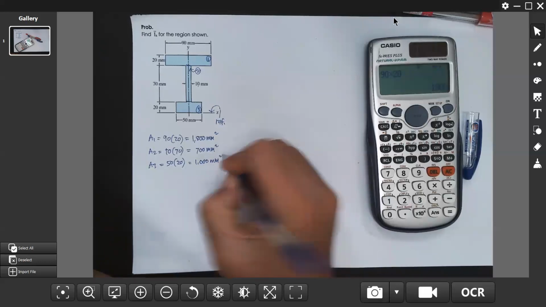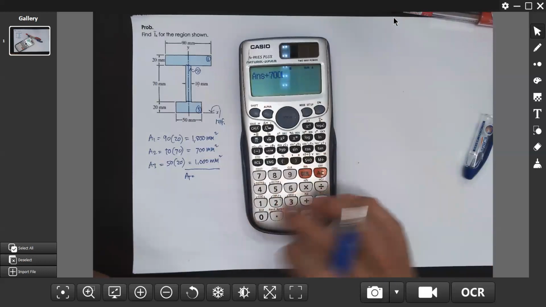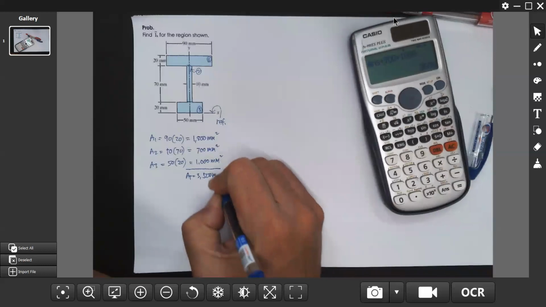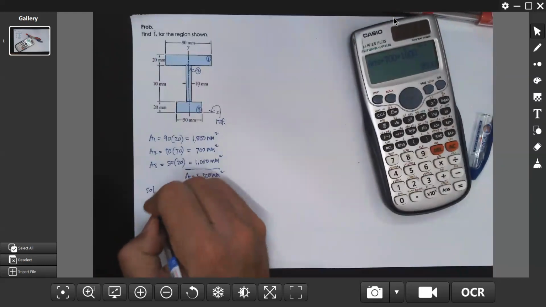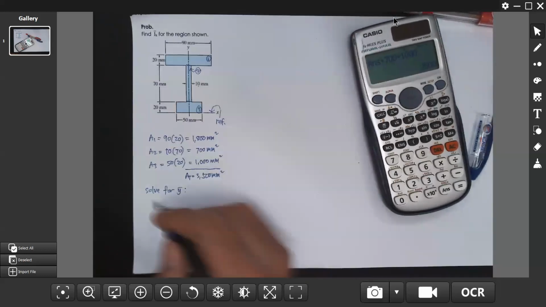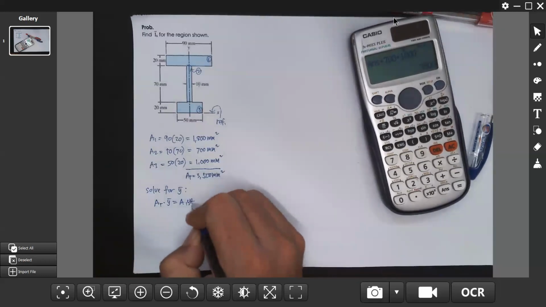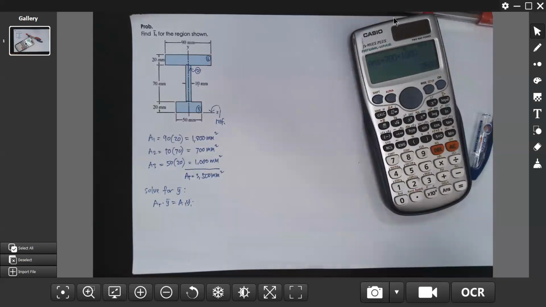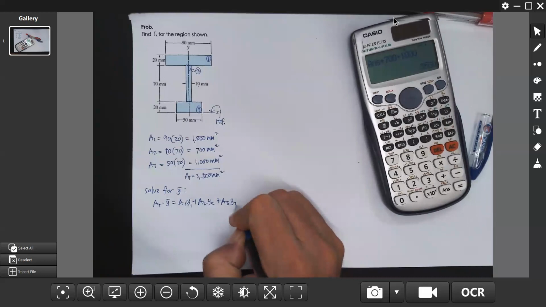And let's add. The total area is equal to 1,800 plus 700 plus 1,000. It's 3,500. After this, we solve for y bar. Either we construct a table or use a horizontal format, like this one. Area total times y bar equals area 1 y1 plus area 2 y2 plus area 3 y3.